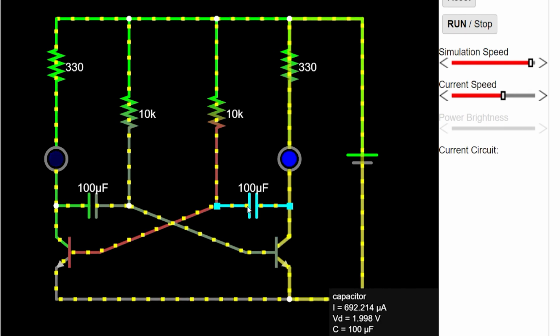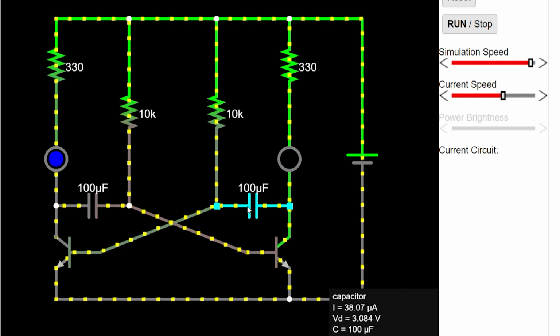So one transistor is active and allowing current to go through one LED, while the other transistor is not active, and so no current is flowing through that LED. And this alternating system here is what the flip-flop part is, I guess. I don't know.